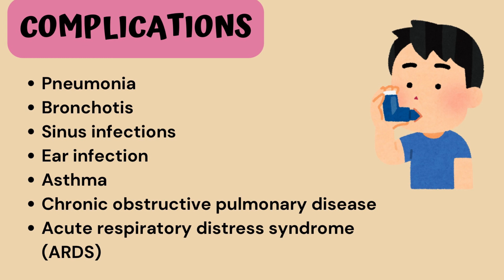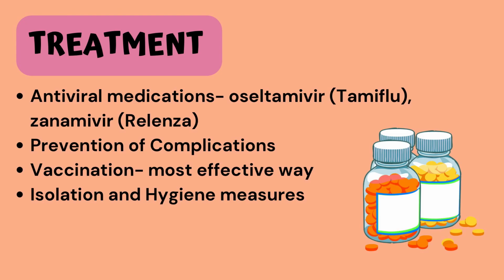These may include pneumonia, bronchitis, sinus infections, ear infection, and exacerbation of underlying medical conditions such as asthma and chronic obstructive pulmonary disease. This is a progressive lung disease that is characterized by airflow limitation that is not fully reversible. Influenza can rarely cause severe complications such as acute respiratory distress syndrome or multi-organ failure. ARDS is a life-threatening condition that occurs when the lungs suddenly fail to function properly due to widespread inflammation and injury.